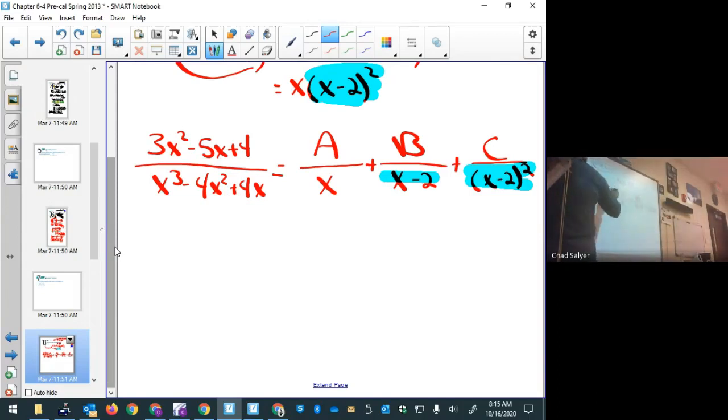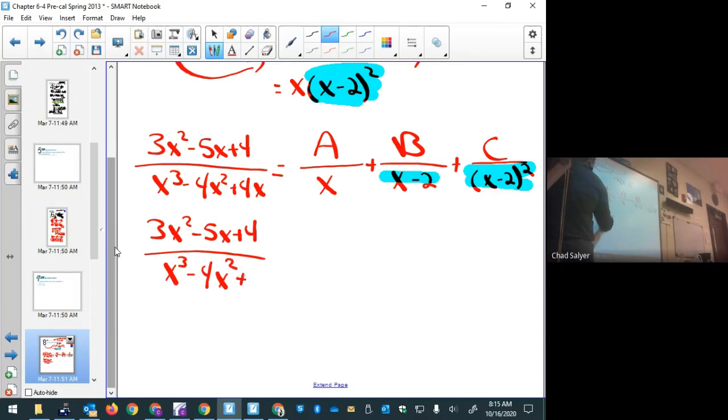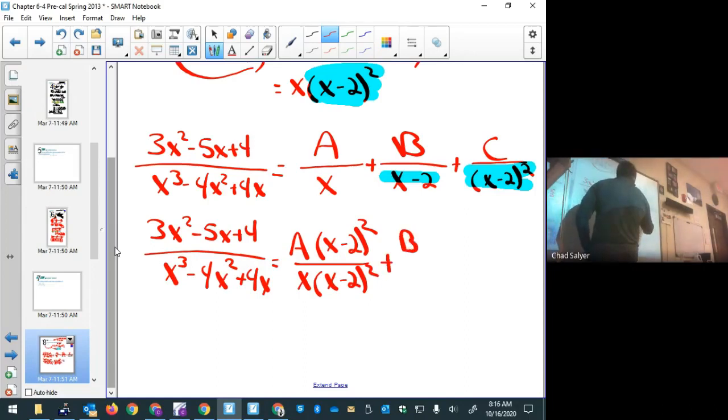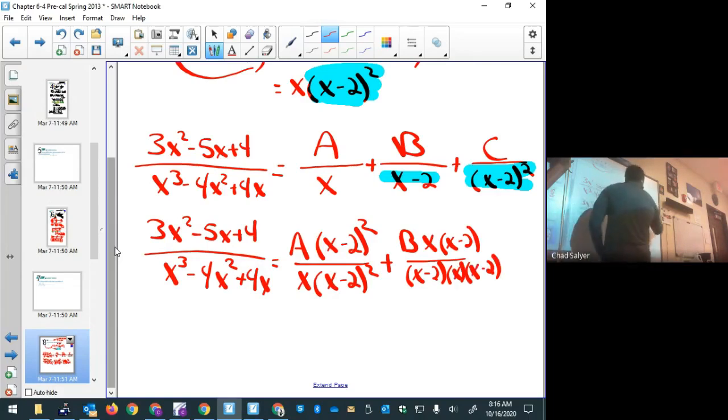Once again, we need to multiply everything by the missing factors from the denominator on the left. So for this, that's x minus 2 squared plus b, this will be x times x minus 2. And then for the last one, it's just x.